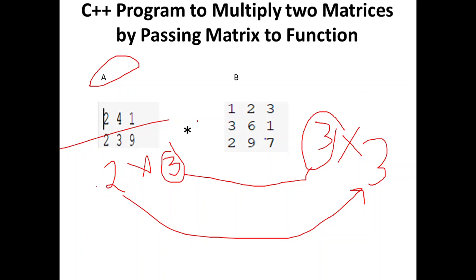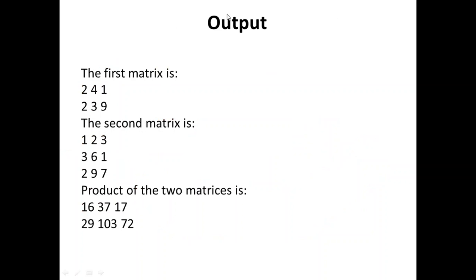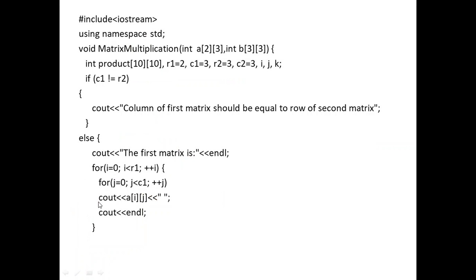Okay, so let's get started. So this is our expected output, right? Here we have to enter the first matrix and the second matrix and find the product. Automatically, while we enter these two inputs, we will get the output, right? So this is the output and this is the program.